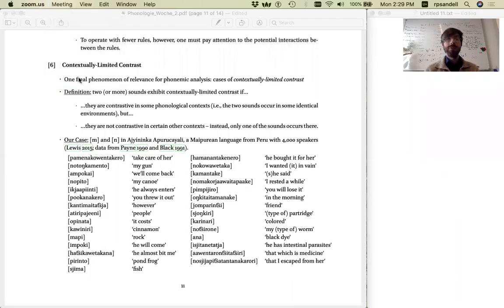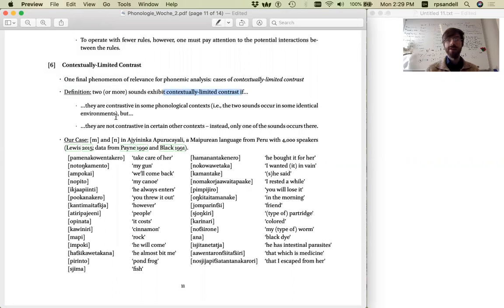Hi, everyone. Let's conclude today's lecture by looking at one final phenomenon of relevance for phonemic analysis, namely so-called cases of contextually limited contrast. Let's first briefly define this term. I will say that two sounds exhibit so-called contextually limited contrast if they are contrastive in some phonological contexts, namely we can find some instances of those two sounds occurring in identical environments, just as we've done repeatedly in our analyses in attempting to establish that two sounds are indeed contrastive.